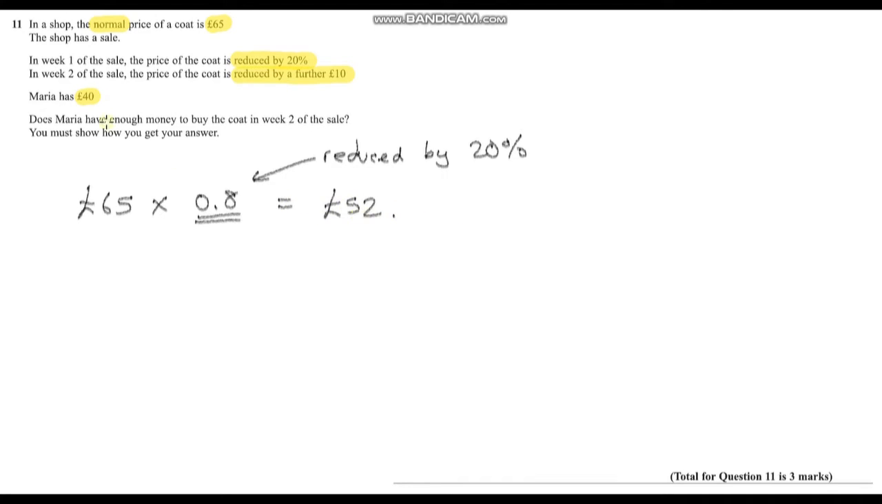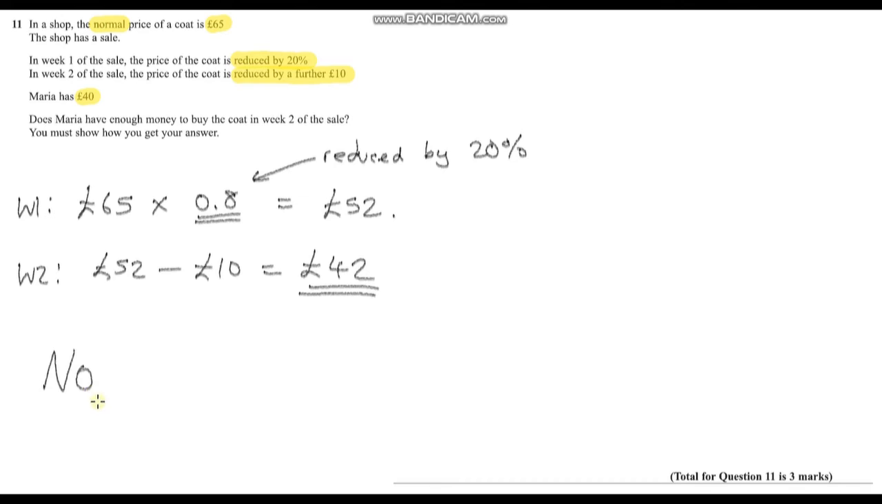So £52, so she can't afford it yet, but now in week 2 of the sale, the price of the coat is reduced by a further £10. So I'm just going to put week 1 here. Week 2, well, we need to take £10 away. So it's going to be £52, take away £10, which is obviously, you don't need a calculator for that. That is £42. So that is the price of the coat in week 2. Maria has £40. So let's answer the question. Does she have enough money? So clearly no.